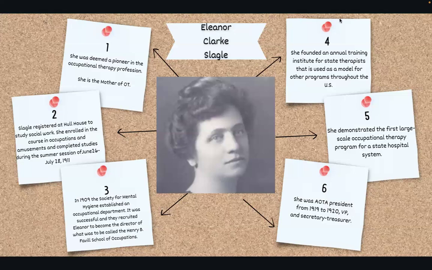In 1909, the Society for Mental Hygiene established an occupational department. It was extremely successful. So later on down the road, they recruited Eleanor to become the director of what was to be called the Henry B. Favill School of Occupations.